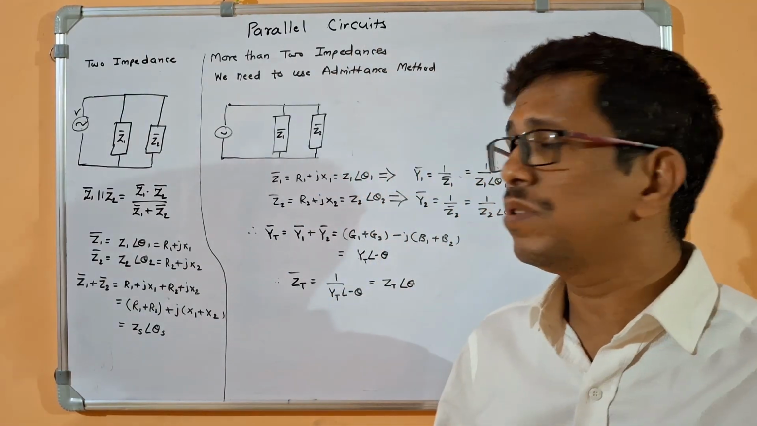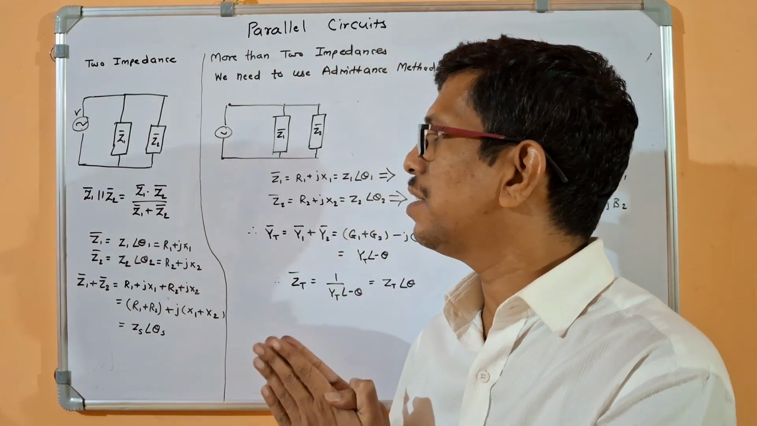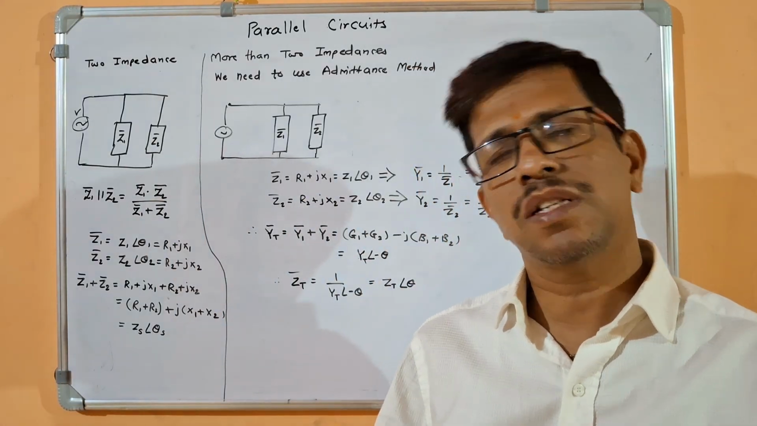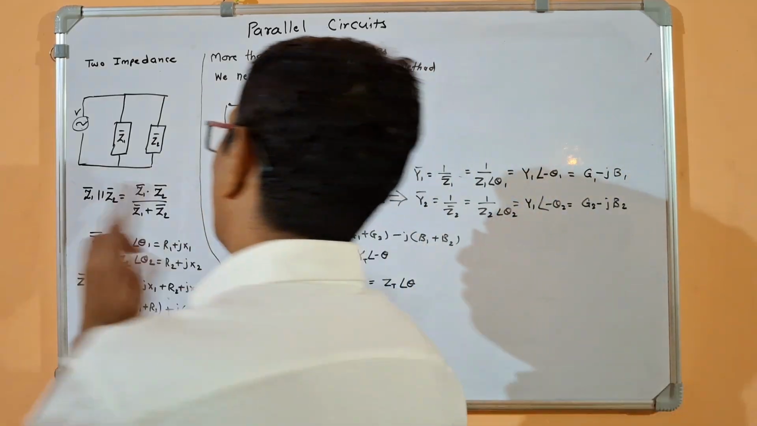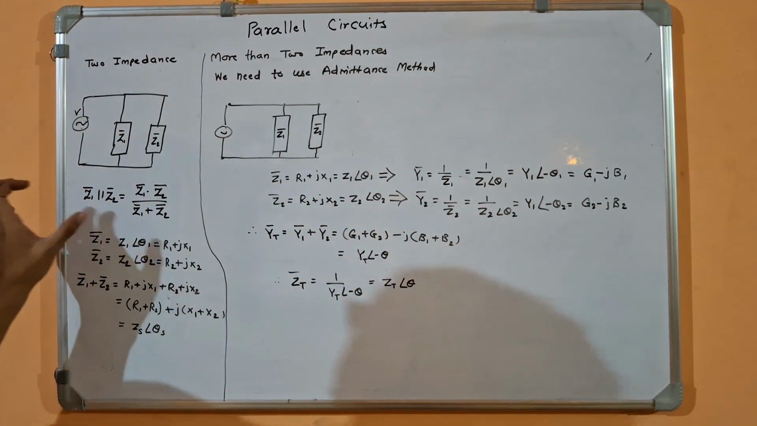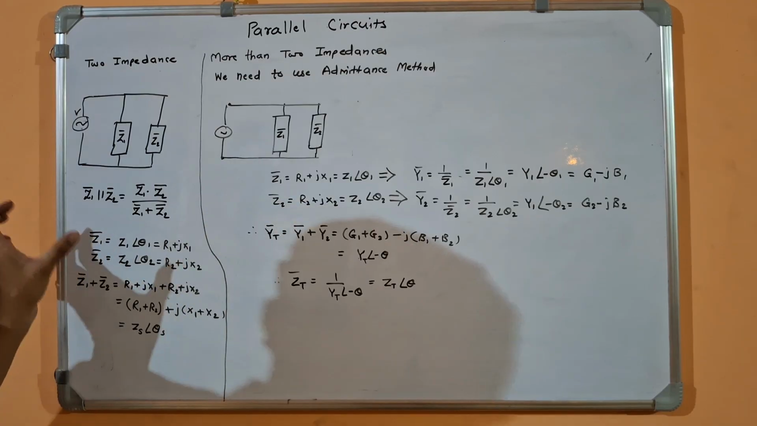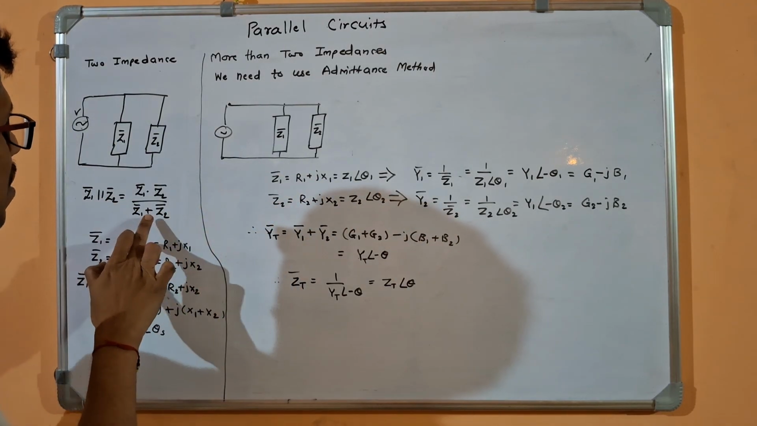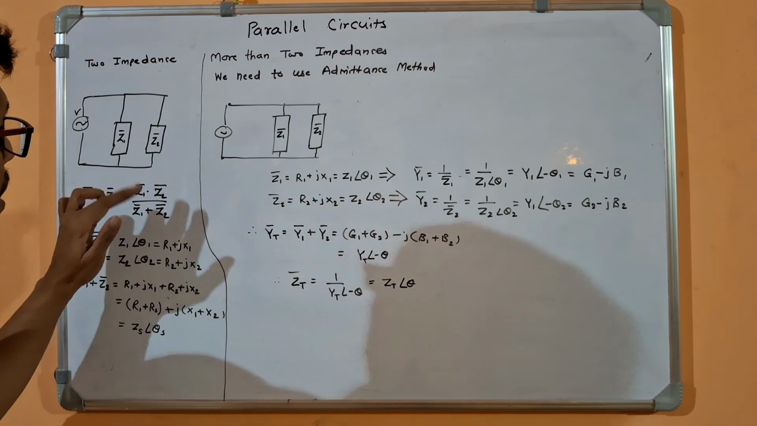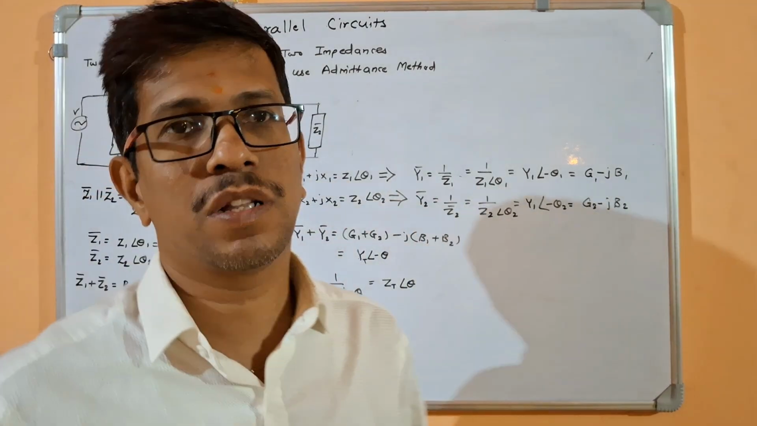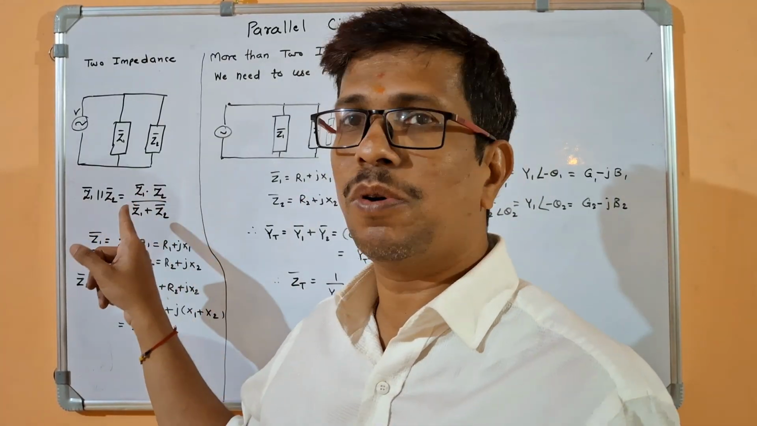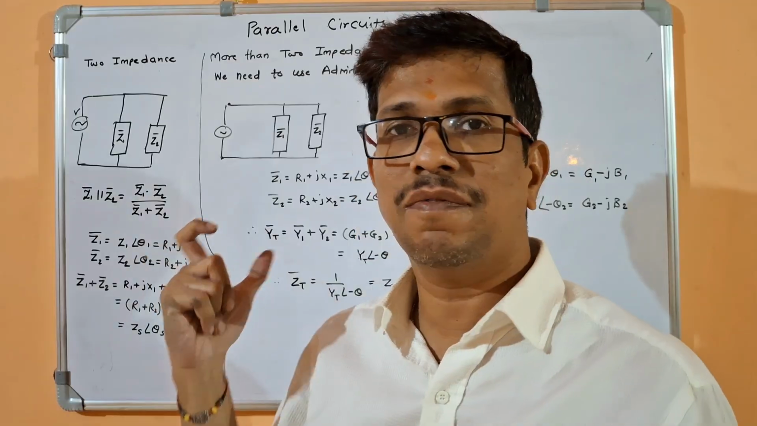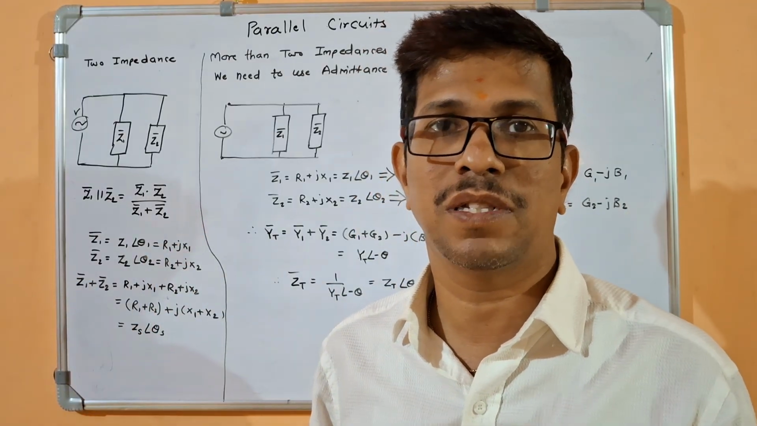Similarly, we can use these rules for parallel circuits. If only two impedances are in parallel, we can use the same laws here also. We can find Z1 parallel to Z2 to get the total or equivalent impedance, and the formula is Z1 bar into Z2 bar divided by Z1 plus Z2 bar. But now we have to use polar forms for calculation. That means Z1 should be in polar, Z2 also should be in polar, and the value of Z1 plus Z2 that comes should also be in polar form.